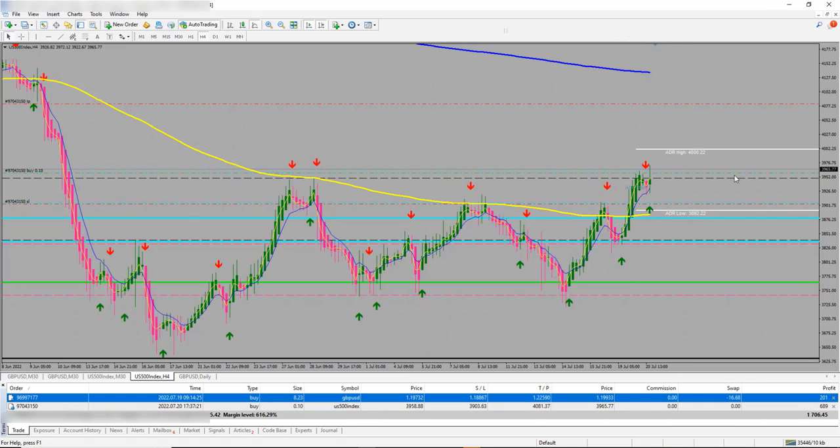So far I'm up 70 pips on the buy for the US 500 and 20 pips for the buy on the GU. So there you go.